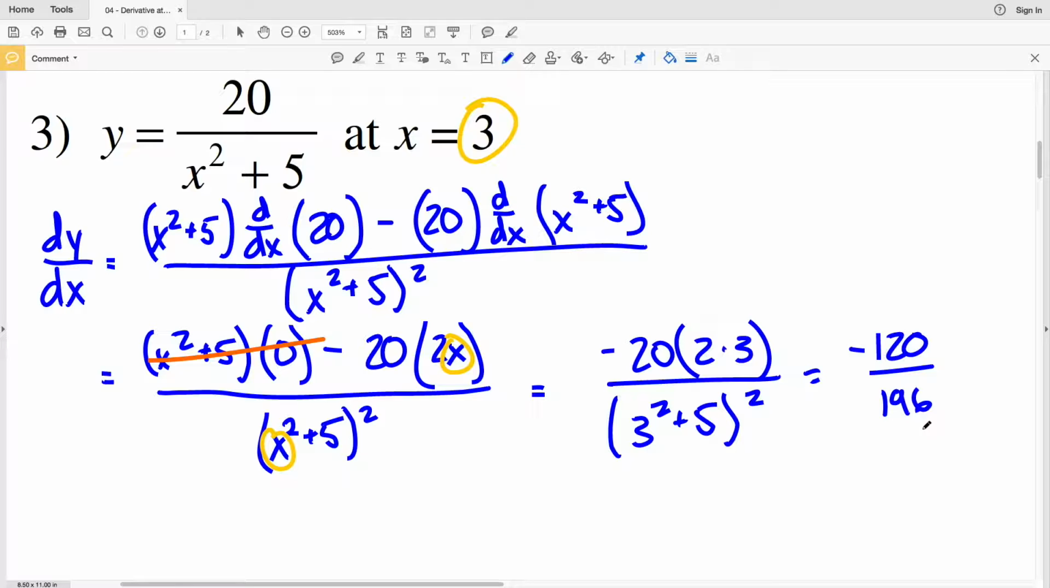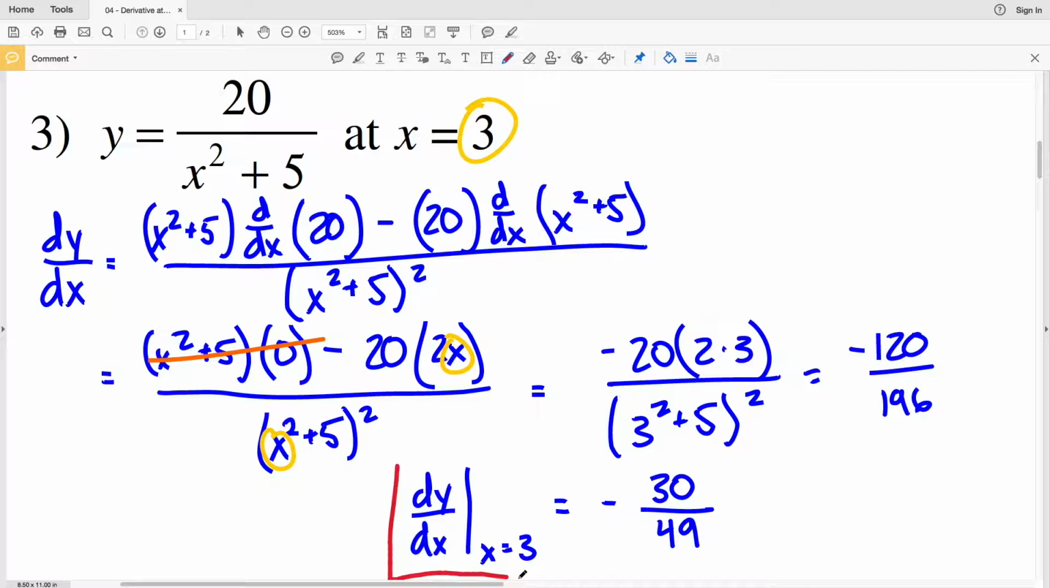120 and 196 are both divisible by 4. So when I simplify, the derivative of y with respect to x at x equals 3 equals, dividing both by 4, negative 30 over 49. Negative 30/49 is my solution for the derivative of my function at x equals 3.